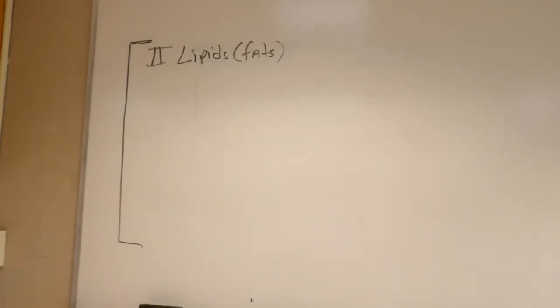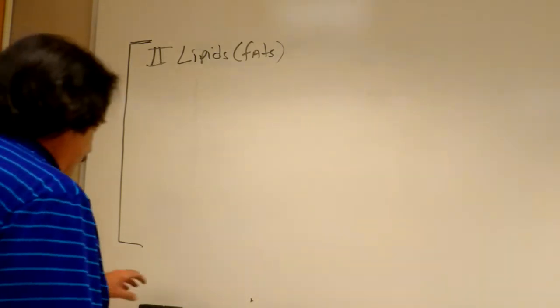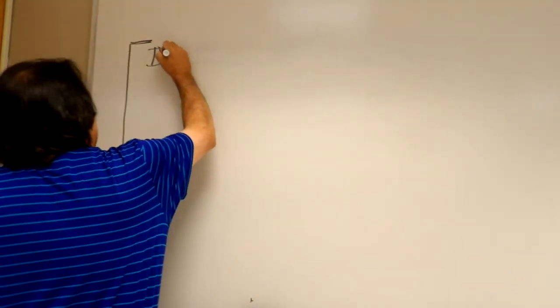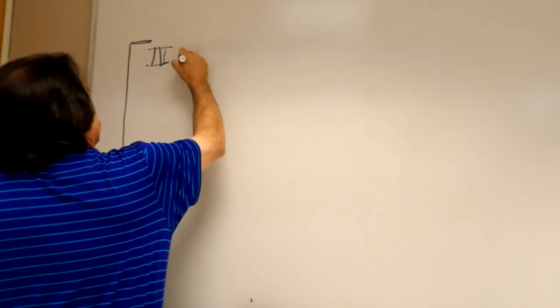All right. We're ready to end up with peptides. Let me bring my peptides. Here we go. All right. Gonna have to use all my colors for this right here. Okay. Roman numeral 3. Proteins.